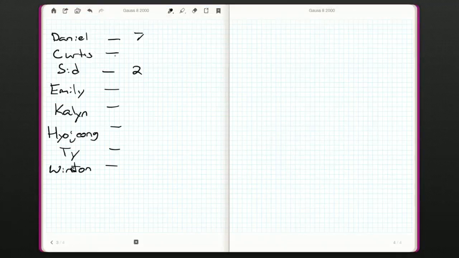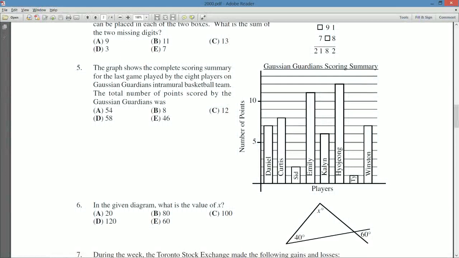So what did each of these people score? Well, that's what we have to figure out by looking at the bar graph. So Curtis, 1, 2, 3, 4, 5, 6, 7, 8. We can see that much more clearly by saying, oh well, it's over the 5 line. How many over the 5? 6, 7, 8. So he's 3 over the 5 line, so he's 8.